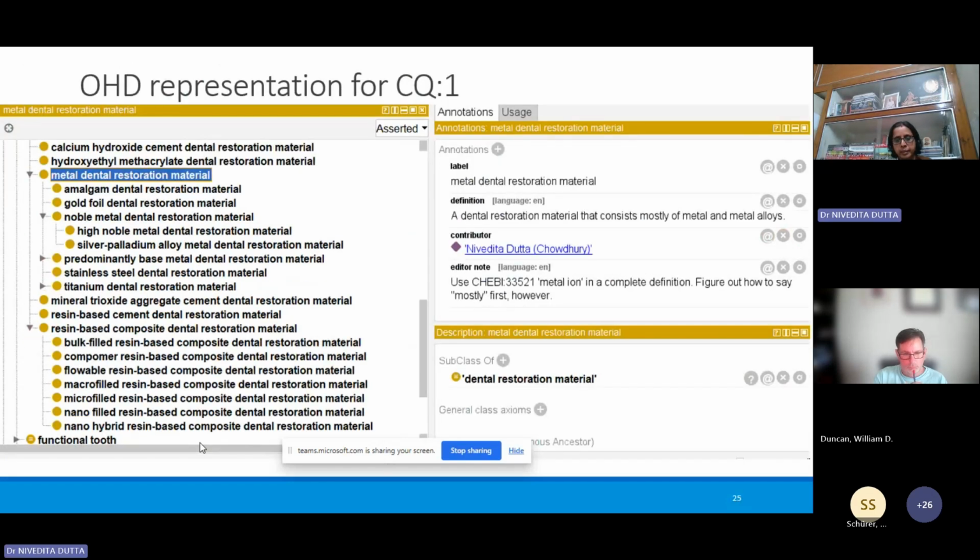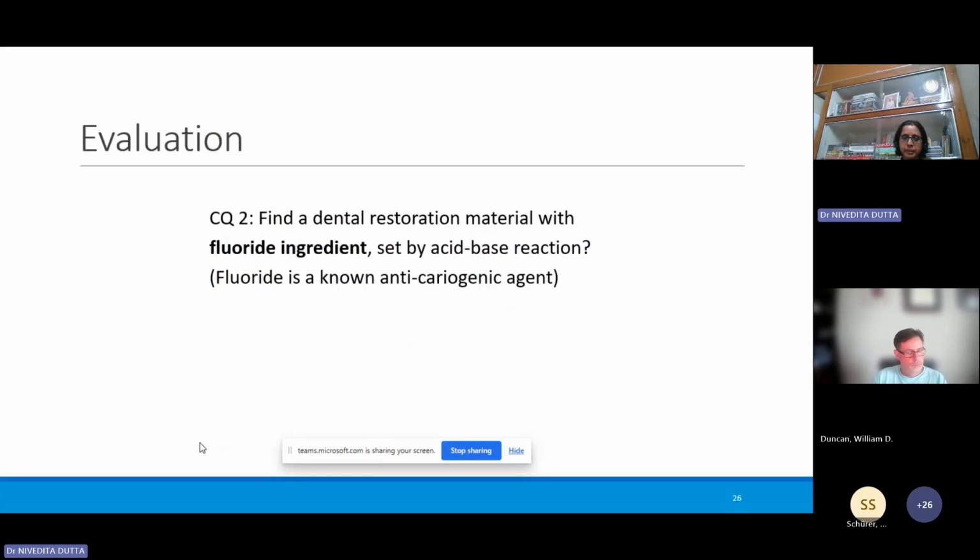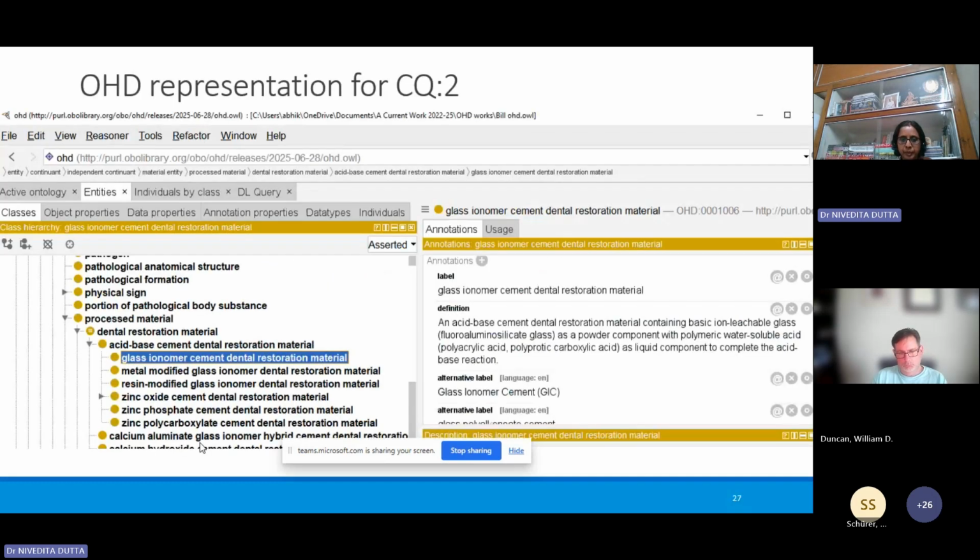This is another main class, metal restoration material, with its subclasses, and there is a mention of which one is noble metal dental restoration and which one is base metal dental restoration. Our next competency question was to find dental restoration material with fluoride ingredient that sets by acid-base reaction. This is the Protege view of the result.